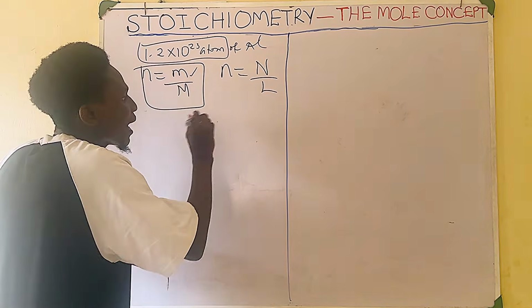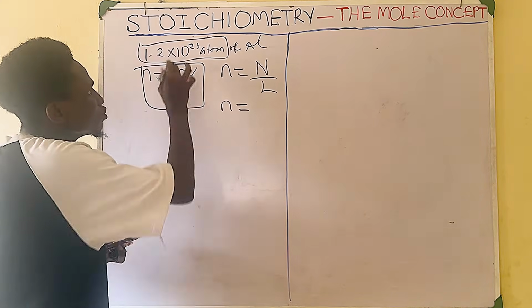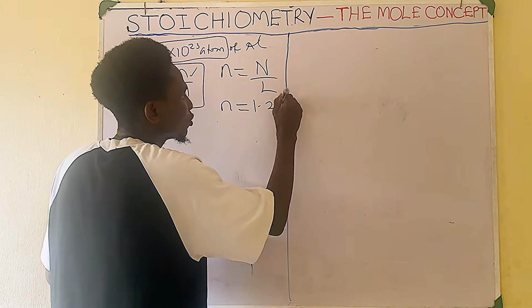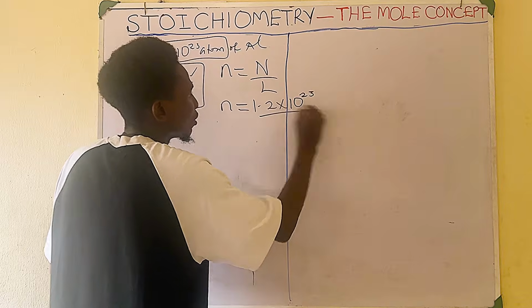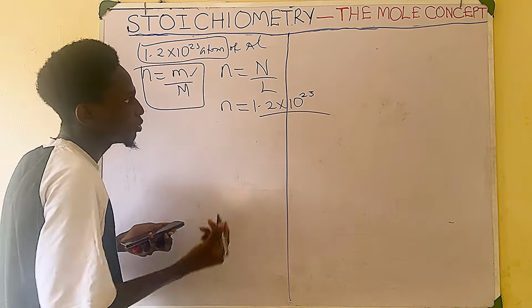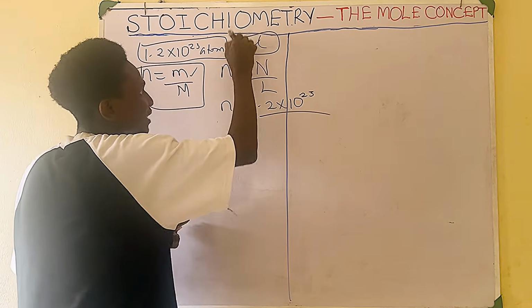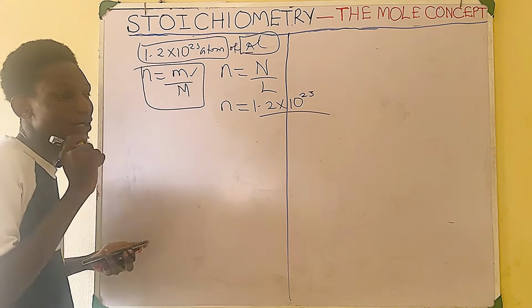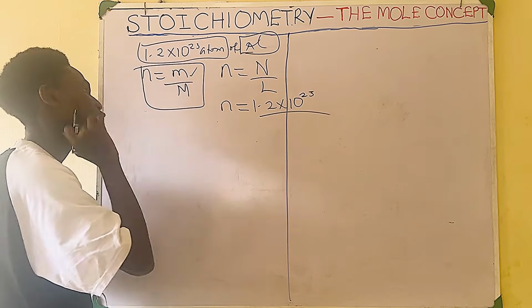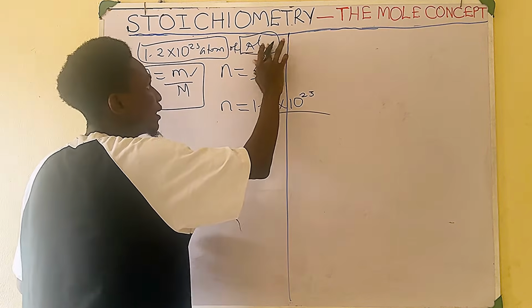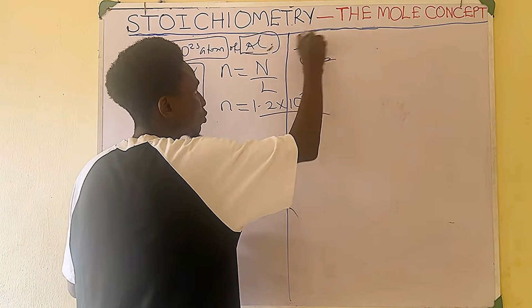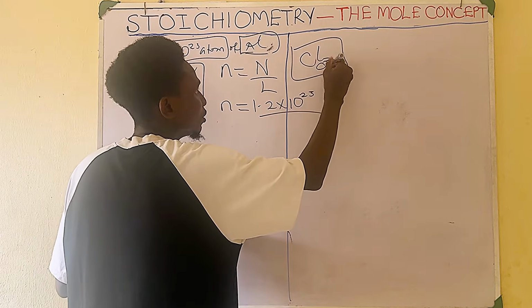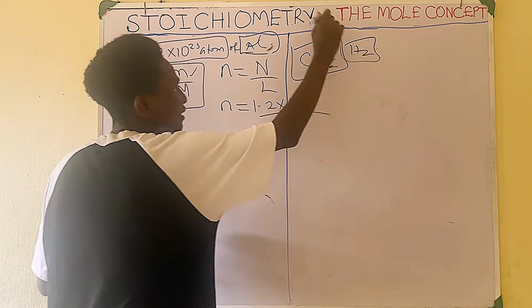So now I have the number of moles. What's the number of particles? They say 1.2 times 10 to the power 23 atoms of aluminium. Aluminium exists as an atom. Metals are usually monoatomic, so you cannot have Al2. But chlorine, oxygen, hydrogen, because they are gases, they exist as molecules.